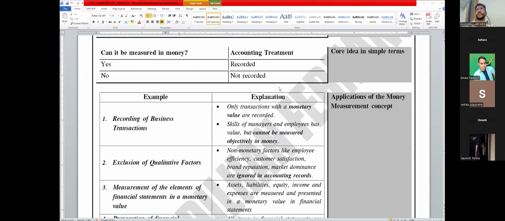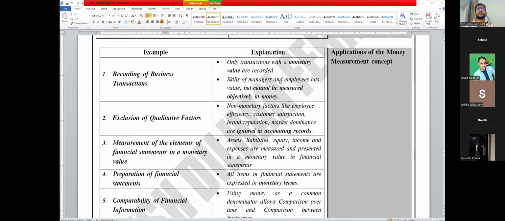Example: recording of business transactions. Only transactions with a monetary value are recorded. Skills of the managers and employees have value definitely, but cannot be measured objectively in money. Therefore, the skills of managers and the experience of the employees are not disclosed in the business.